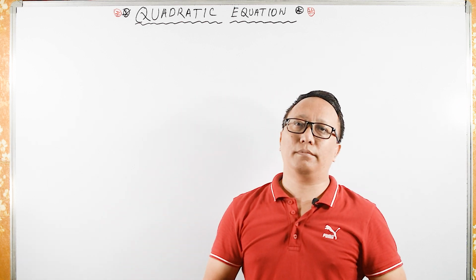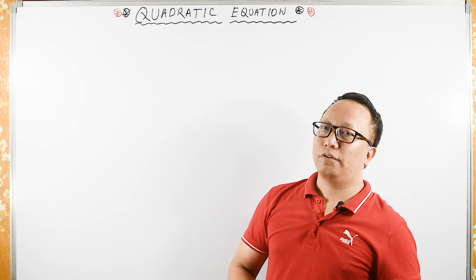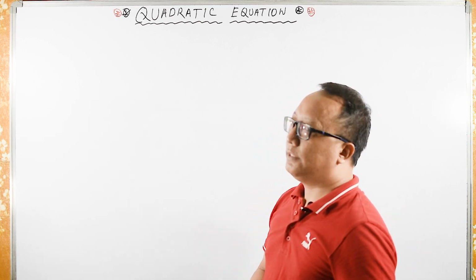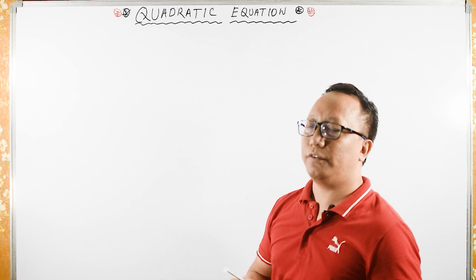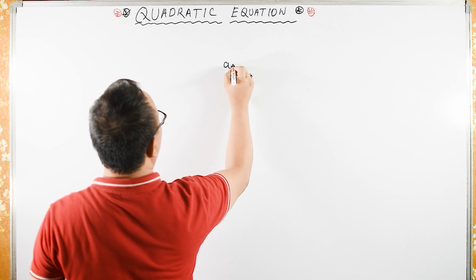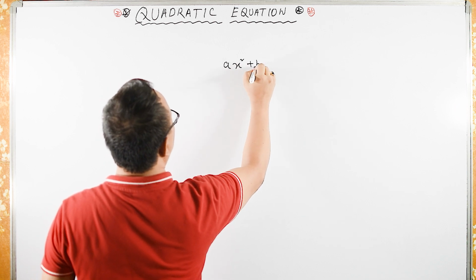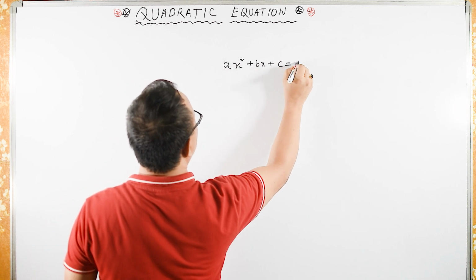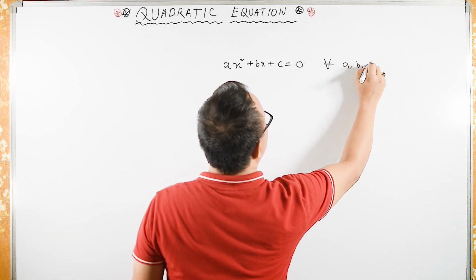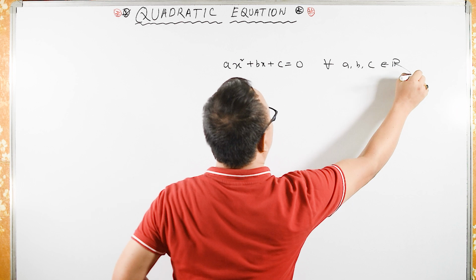Today I will be speaking about quadratic equations. What is the definition of quadratic equations? Quadratic equations, the definition is any equation of the form ax² + bx + c = 0, for all a, b, c belonging to real numbers.